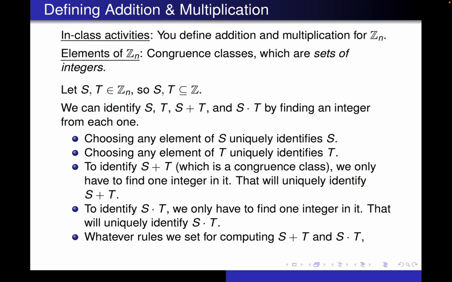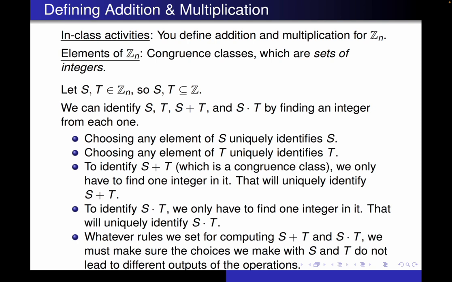And so whatever rules we set for computing S plus T and S times T, we have to make sure that those choices that we make with S and T do not lead to different outputs. The big danger that we have with defining a binary operation is we have to make sure that every way that we can apply that rule legitimately always gives us the same result.